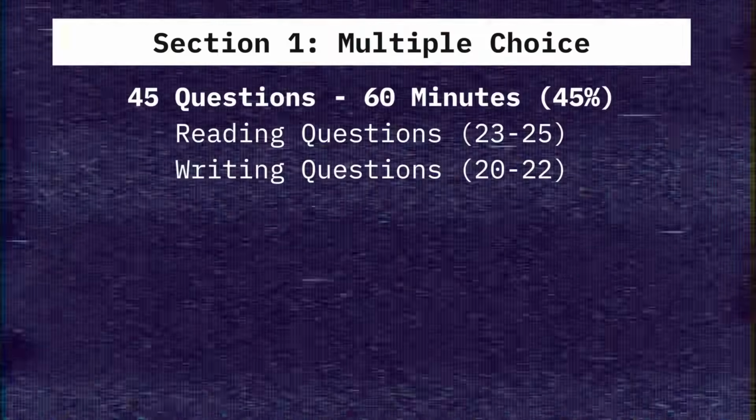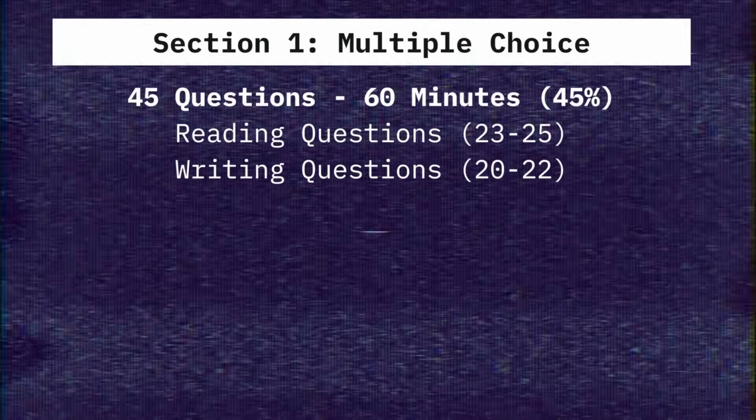So there are actually 2 sections that you will take on the AP English Language and Composition exam. The first section is the multiple choice section. You will have 60 minutes, yes, 60 minutes, I said that right, to answer 45 questions over a series of 4 to 5 different passages.